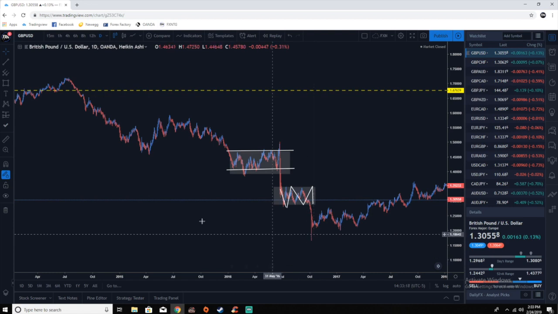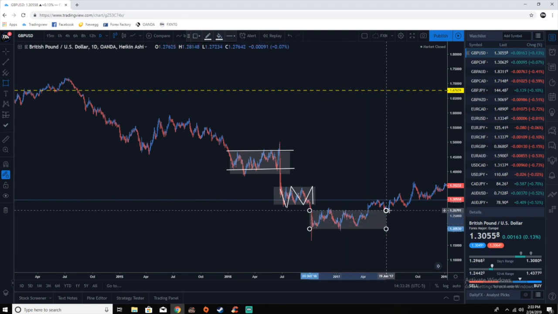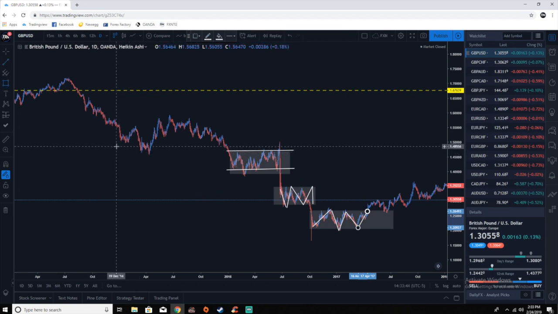So here itself is another level. Same thing. Price just moves back and forth between two areas. Here's another level.